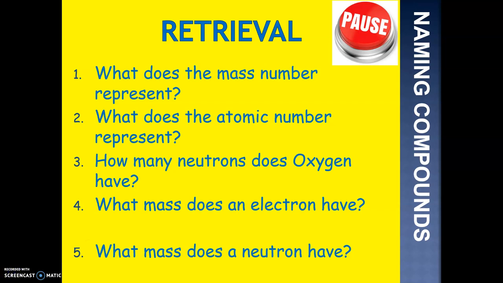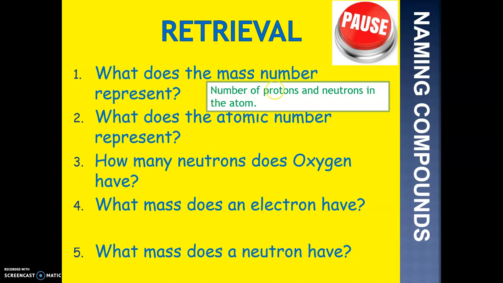Now, your 5 minutes is up. Can you pick up another coloured pen or pencil, green pen preferably, and we'll go through these and mark them. Question 1 simply asks, what does the mass number represent? Now this is on the periodic table. Above every element you'll have 2 numbers, one being the mass number, one being the atomic number. So the mass number is the number of protons and neutrons inside the atom.